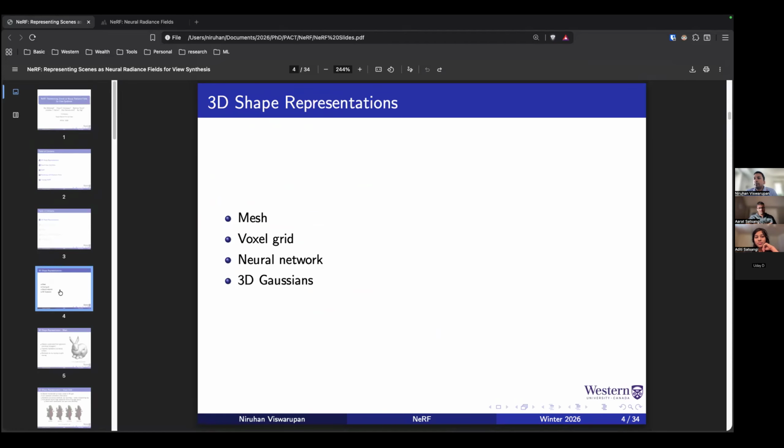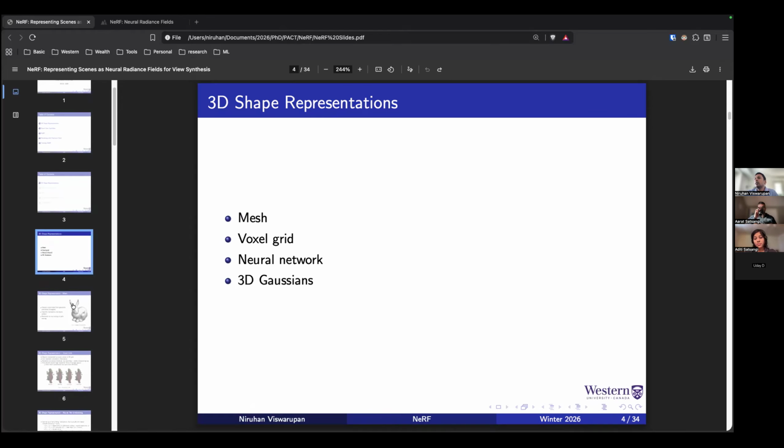The first one is mesh. In old games, you must have seen these vehicles and people being represented by triangles. That kind of approach is mesh. We will discuss each one of them in detail. The next one is voxel grid. And the third one is neural network based 3D representation, which is used by NeRF. And the fourth one is 3D Gaussians, which is the state of the art at the moment.